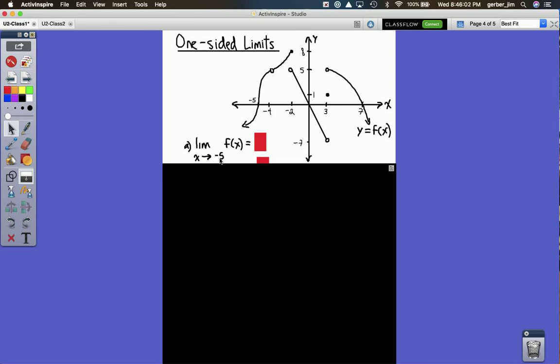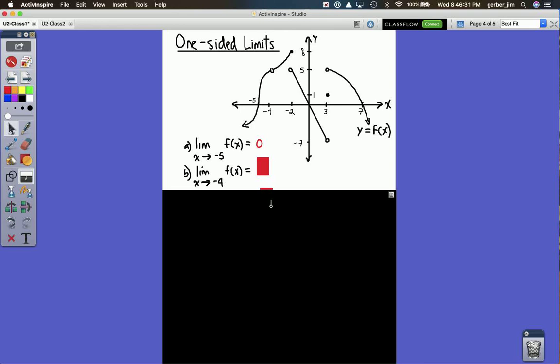The limit as x approaches -5 of f at x. Well, here's -5. So as x approaches -5 from the left side, the function appears to be going to, did you think 0? As x approaches -5 from the right side, the function appears to be going down to 0. And in fact, that's the correct answer. Okay, as x approaches -5, f at x approaches 0.